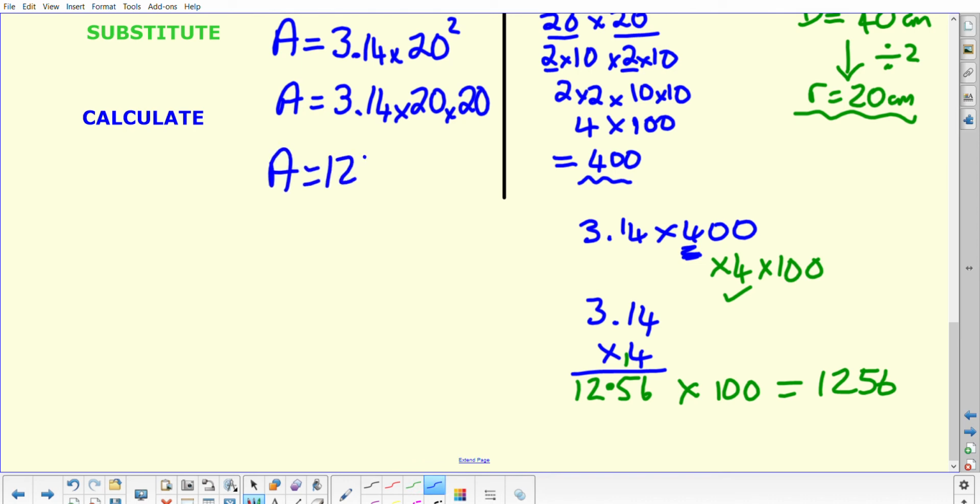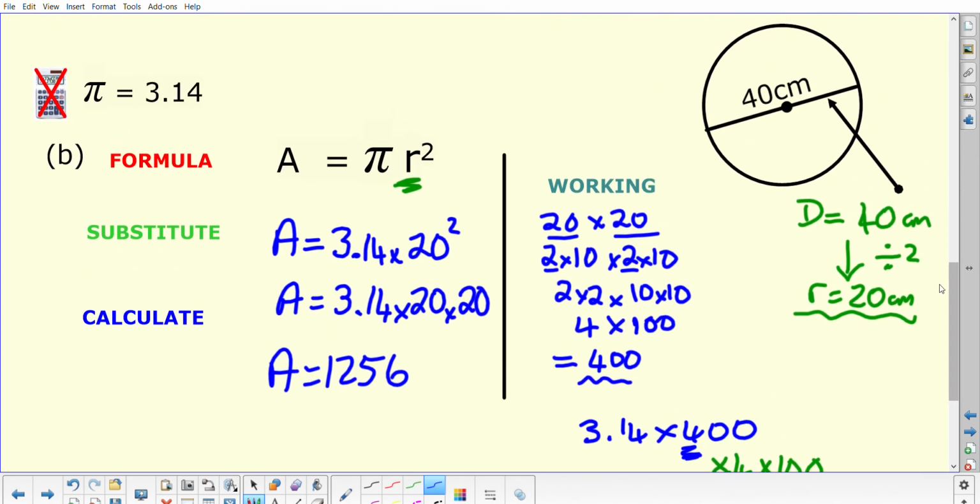1256. So I'm going to put that here, and then at this point you need to make sure that you get the correct units in here. Your area is what you're working out, and area is always in square units. Because we started with centimetres, that means our area this time is going to be 1,256 square centimetres. So it is very, very important that you get the correct units for area. You will lose marks when you don't do that.